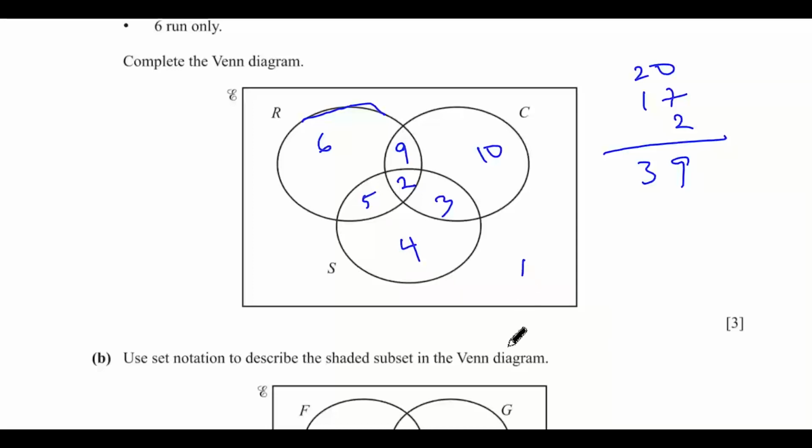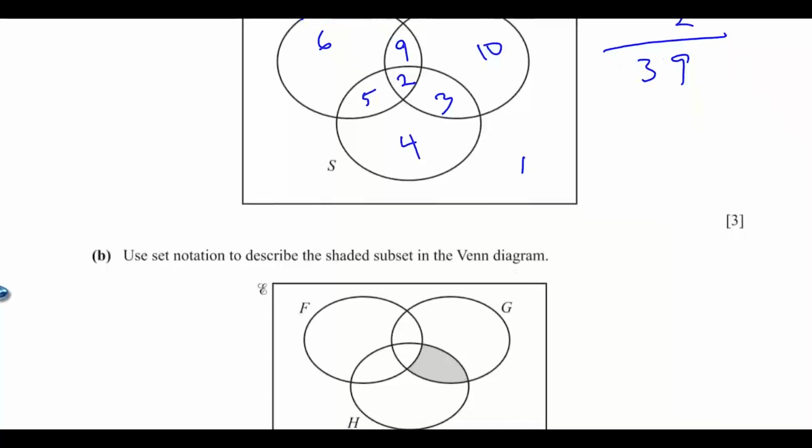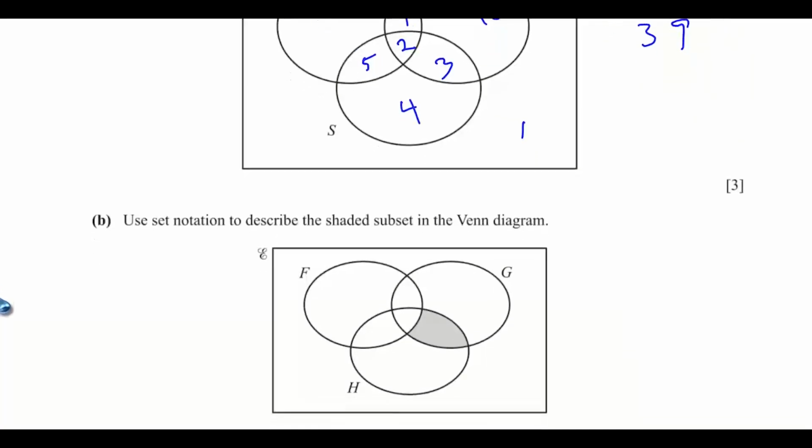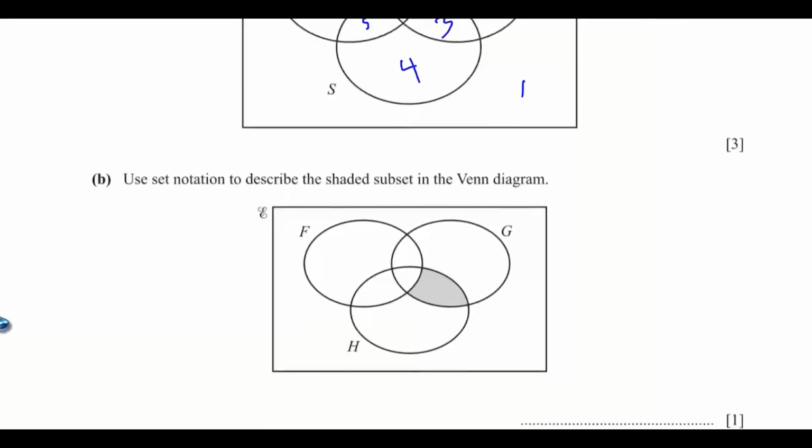So one person is out here. So please take note, that's very important. Use set notation to describe the shaded subset in the Venn diagram.